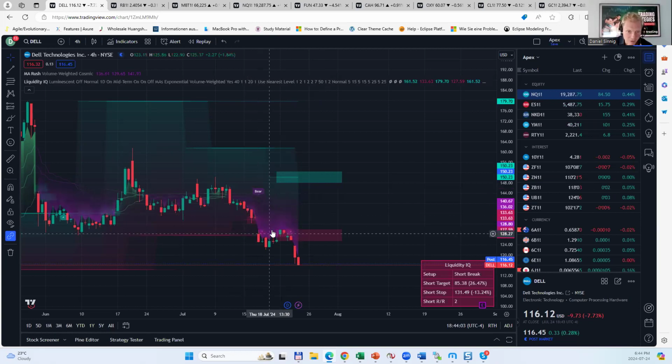Momentum shifted to bearish. We just had the support zone break. Even though price may retrace a little bit towards the broken zone, ultimately I do see more bearish momentum with Dell, just by looking at what the indicator is showing. All right. What else do we have?